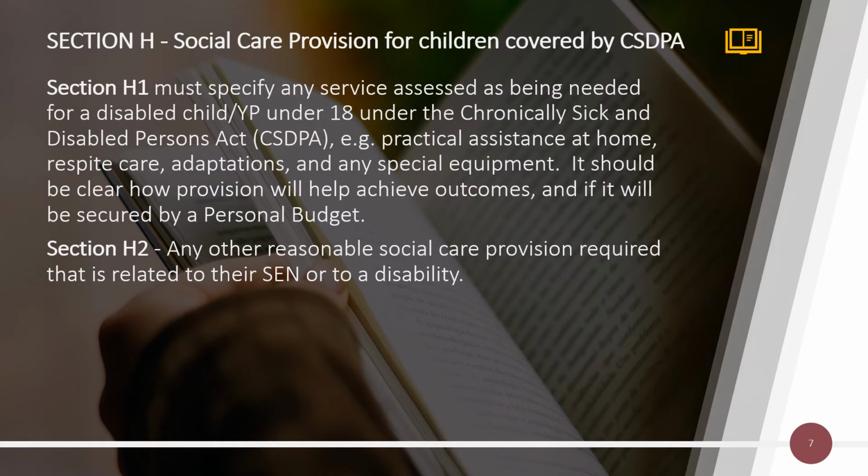Section H, Social care provision for children covered by CSDPA. Section H1 must specify any service assessed as being needed for a child or young person under 18 under the Chronically Sick and Disabled Persons Act, CSDPA. For example, practical assistance at home, respite care, adaptations and any other special equipment. It should be clear how provision will help achieve outcomes and if it will be secured by a personal budget. Section H2. Any other reasonable social care provision required that is related to their SEN or to a disability.